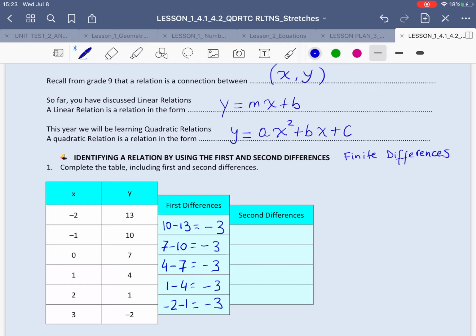When first differences are constant in a relation, we say that the relation is linear. So that's like a confirmation, all right? If you were to find the second differences, which again is possible because we do have y values here, we are going to say that in this case we have -3 minus -3 equals 0. Again, -3 minus -3 equals 0. And you see that the second differences are 0. This is very typical in linear relations.